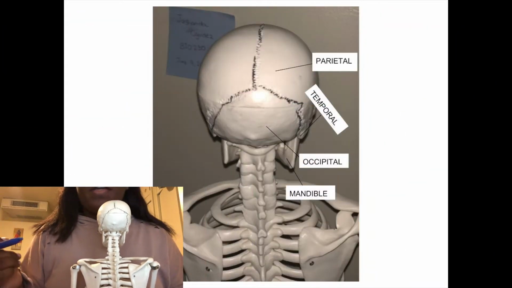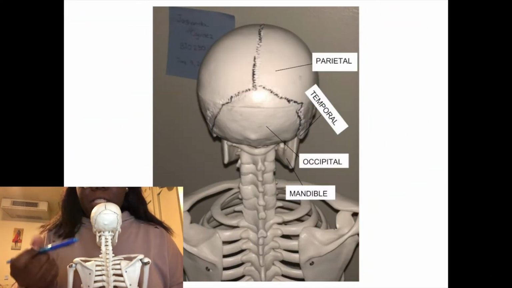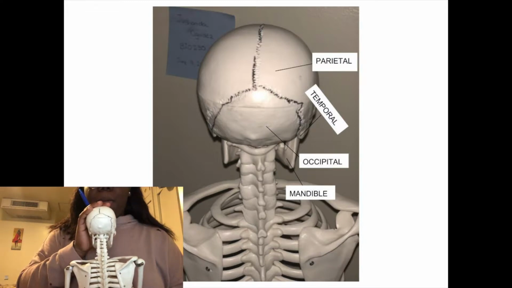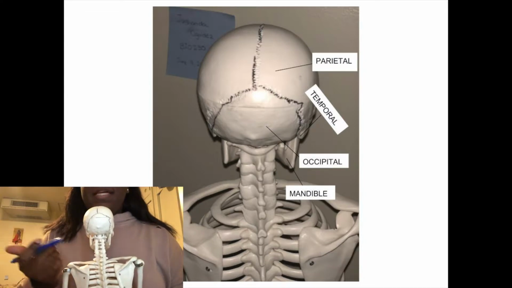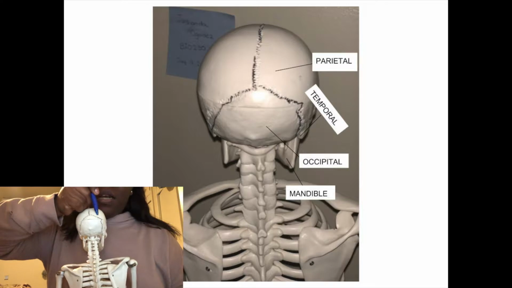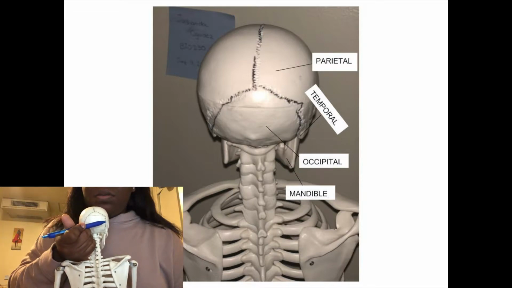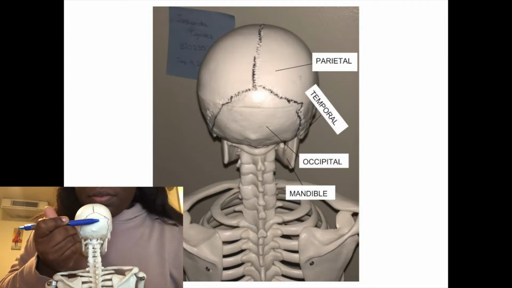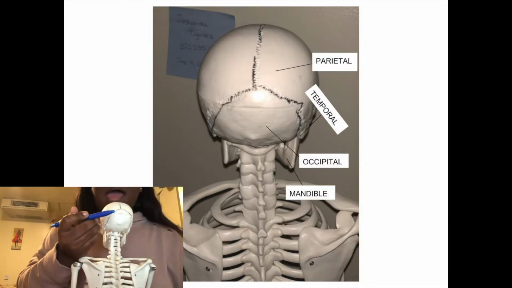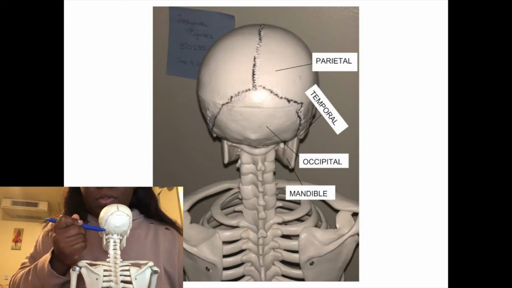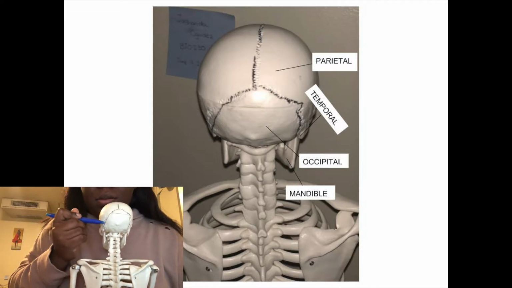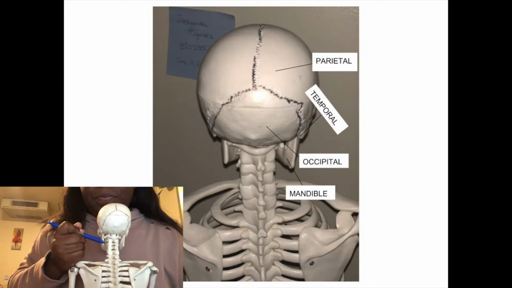Moving on to the posterior of the skull, which is the back side of the skull. This is the parietal right here. The occipital is right back here, more defined by this line, if you can see that. And then the temporal right down here. And then the mandible right here.